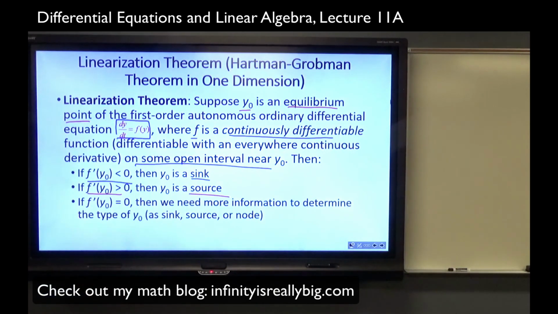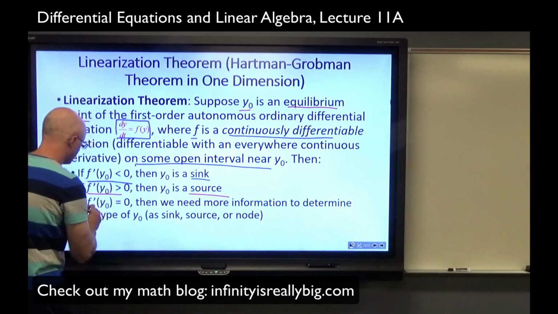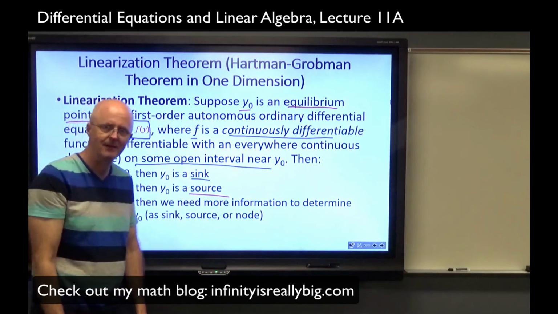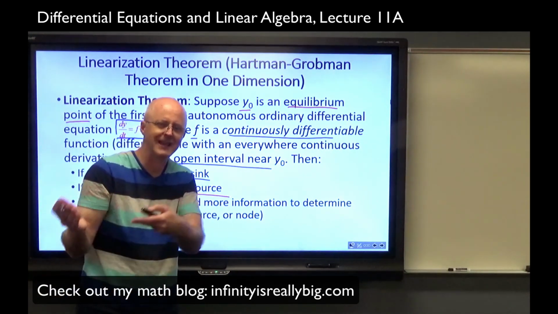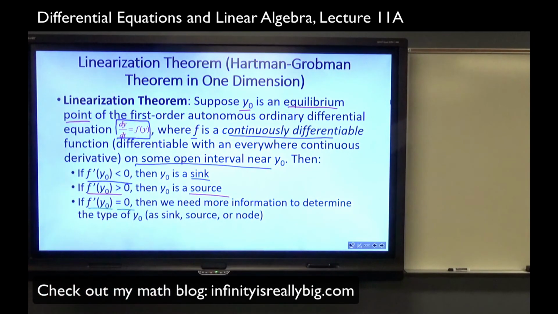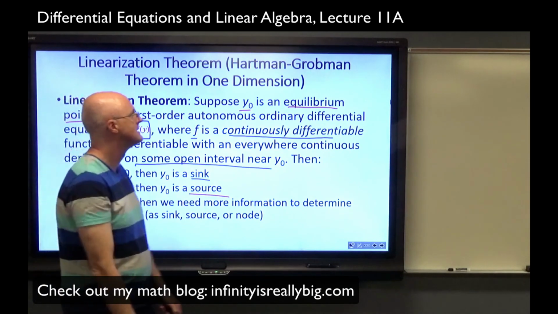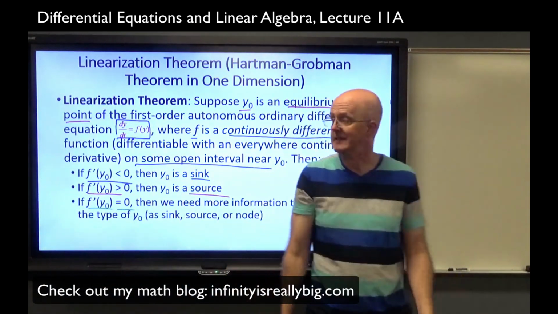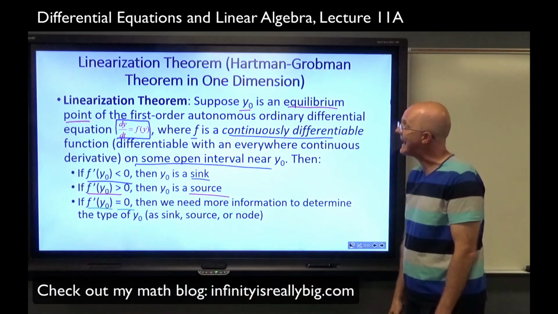The third bullet point isn't really a fact to prove, it just sort of completes what you can say. If f prime of y0 is equal to 0, then pretty much anything can happen. And again, I drew graphs in lecture 10A to illustrate that anything can happen. It could be a sink, a source, or a node. Okay? So you need more information. You essentially need the graph of f to decide.